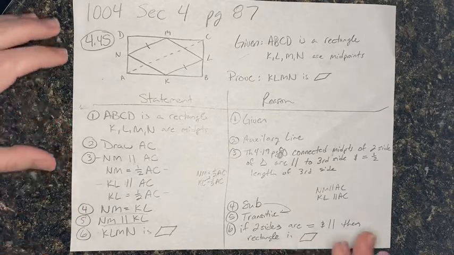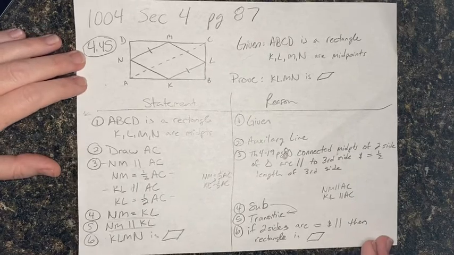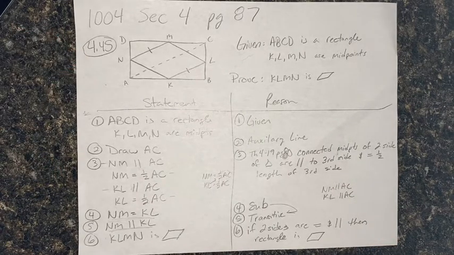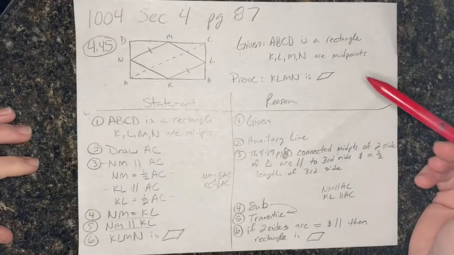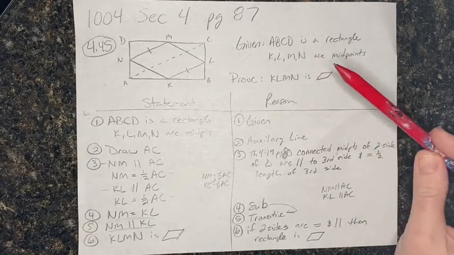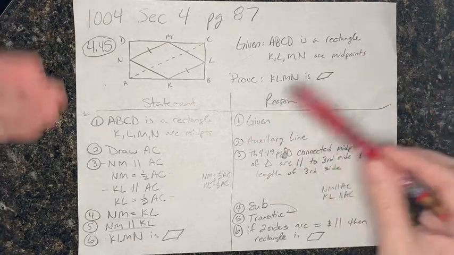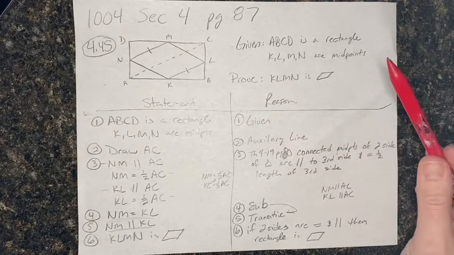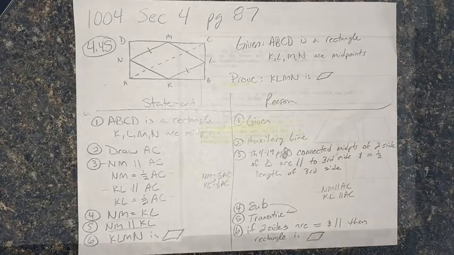All right, so I wanted to do this one because I know it's pretty tricky. So go ahead and write this in. Remember, the list of all your givens and proofs will be attached to this video, so you're going to want to print that out so that you can finish the rest of your proofs. But for now, let's talk about trapezoids.